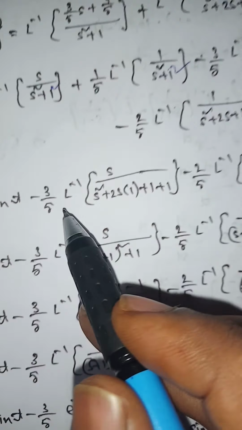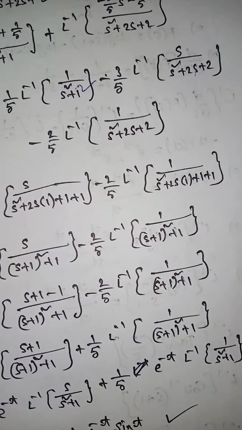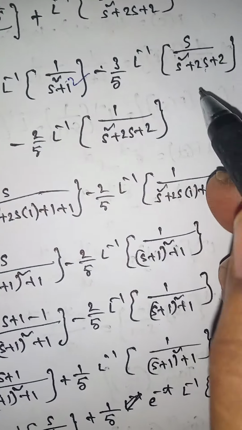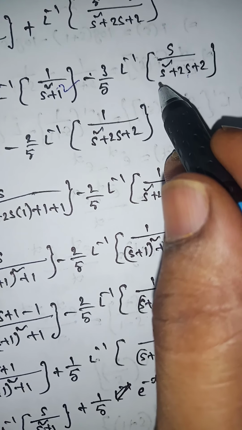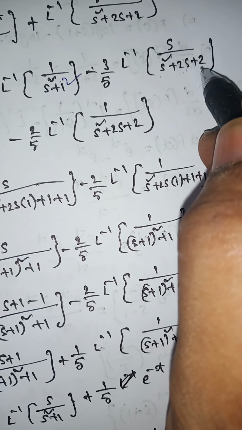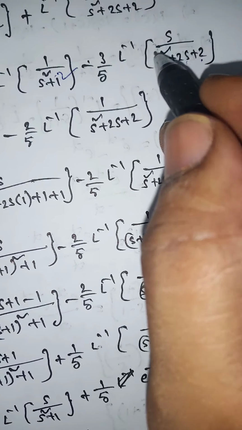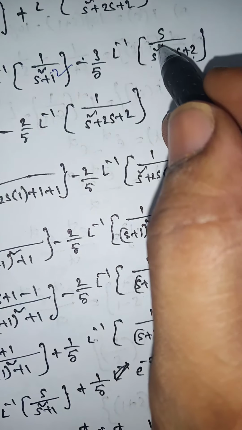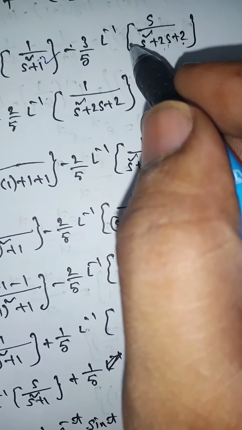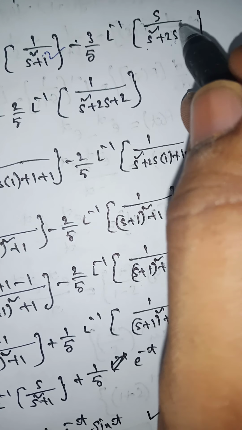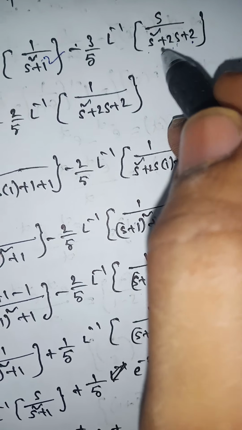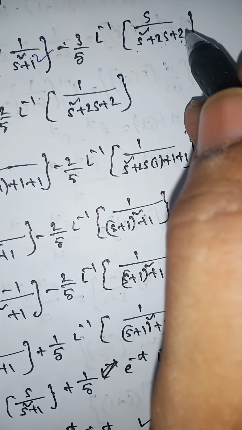And here, minus 3 by 5 into L inverse of, what do we have? 2s we have. In this case, if you have s square term, s term, constant term, if you are able to write this as factors, we can convert this into factors and by using partial fractions we can complete the L inverse. But here it is difficult to convert this into factors.